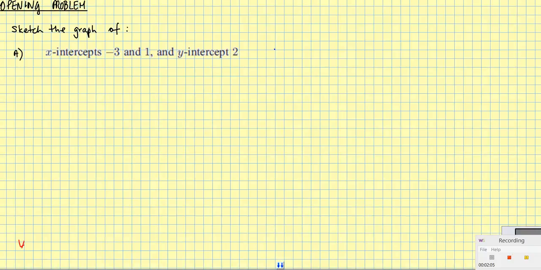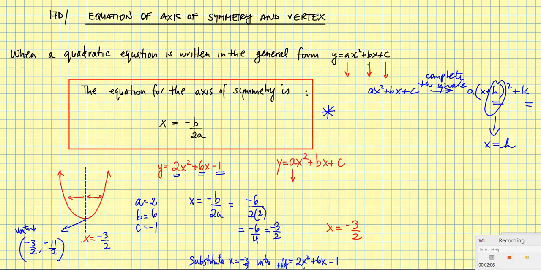The method that we're going to use involves a new equation that's called the equation for the axis of symmetry. That equation is in this red box here, and it's x equals negative b over 2a, where x actually stands for the x value of the vertex, or our axis of symmetry, because they are one and the same. So we say x equals negative b over 2a.